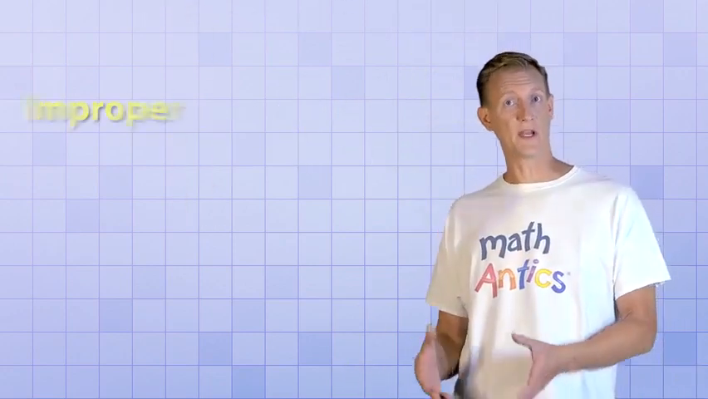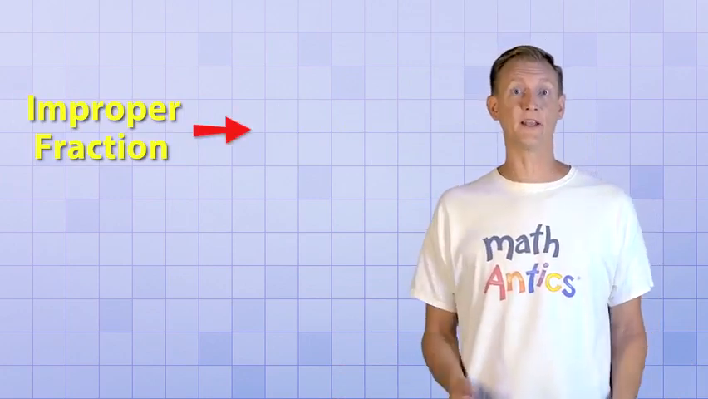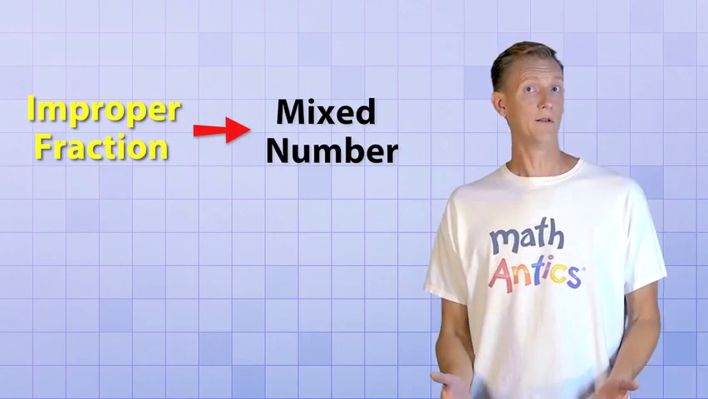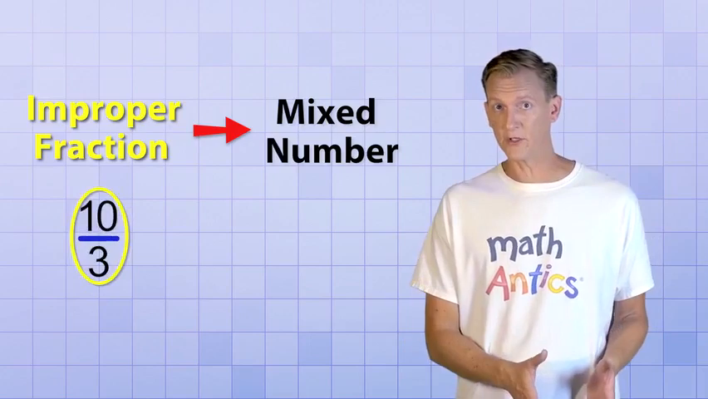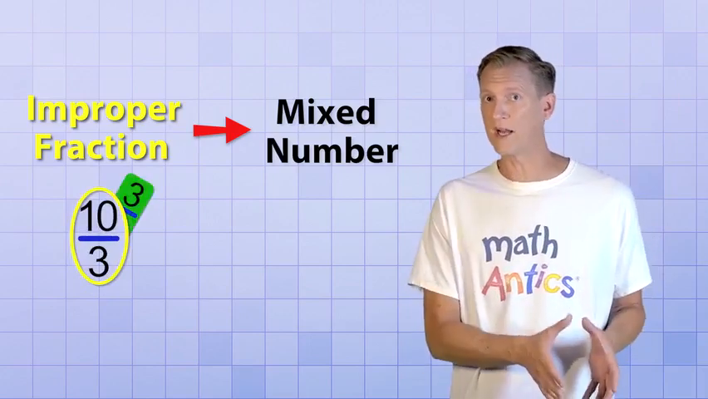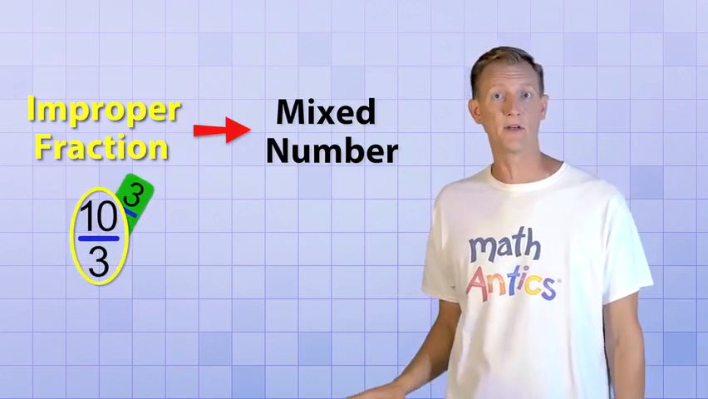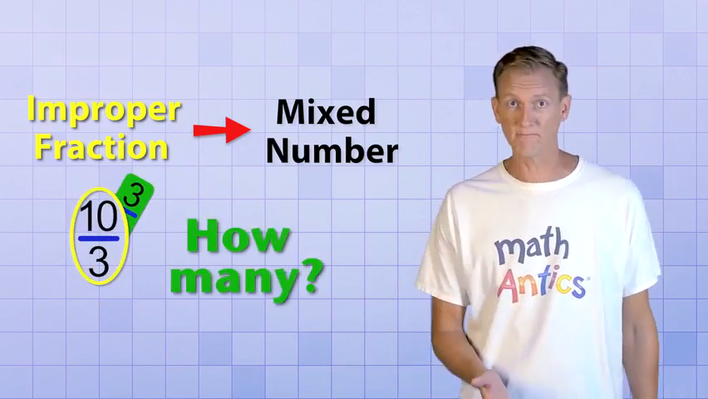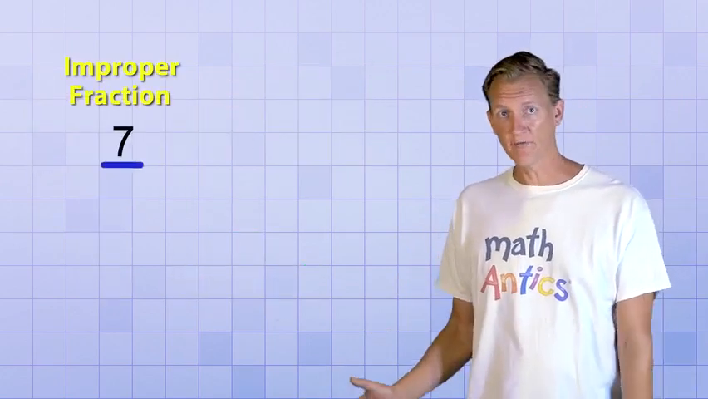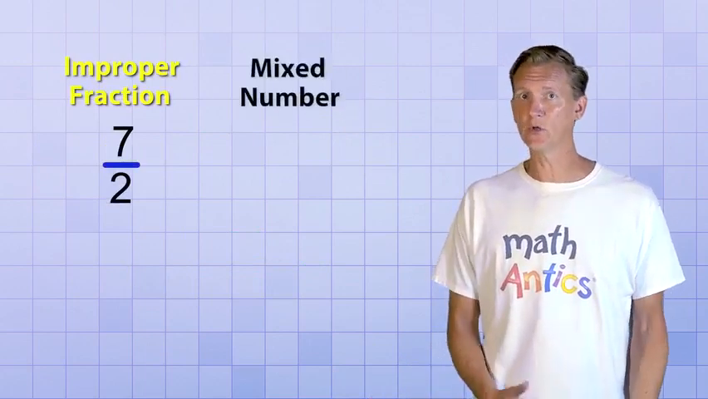What if we start with an improper fraction and need to convert it into a mixed number? Well, whenever we have an improper fraction, we know there's at least one whole fraction hiding in there that we could simplify out. The question is, how many?